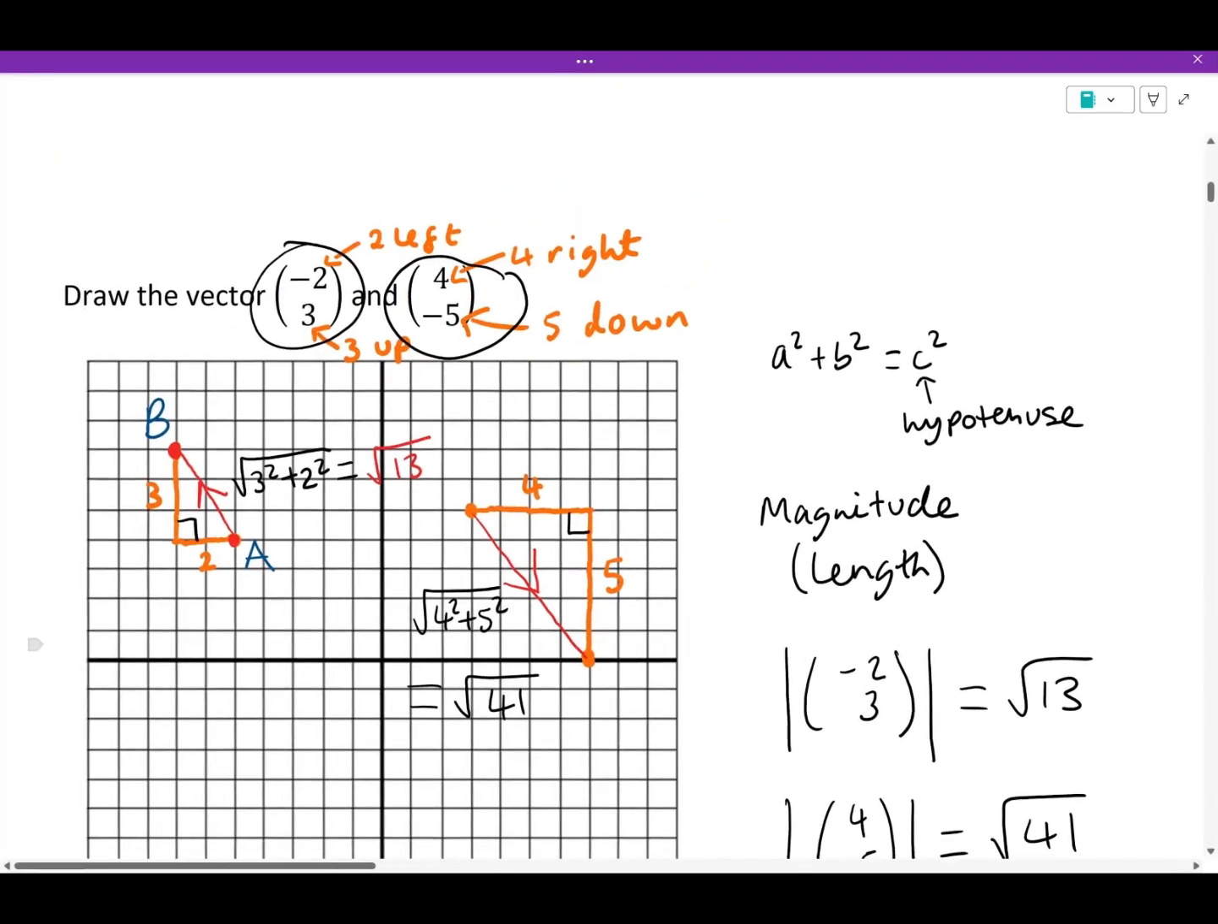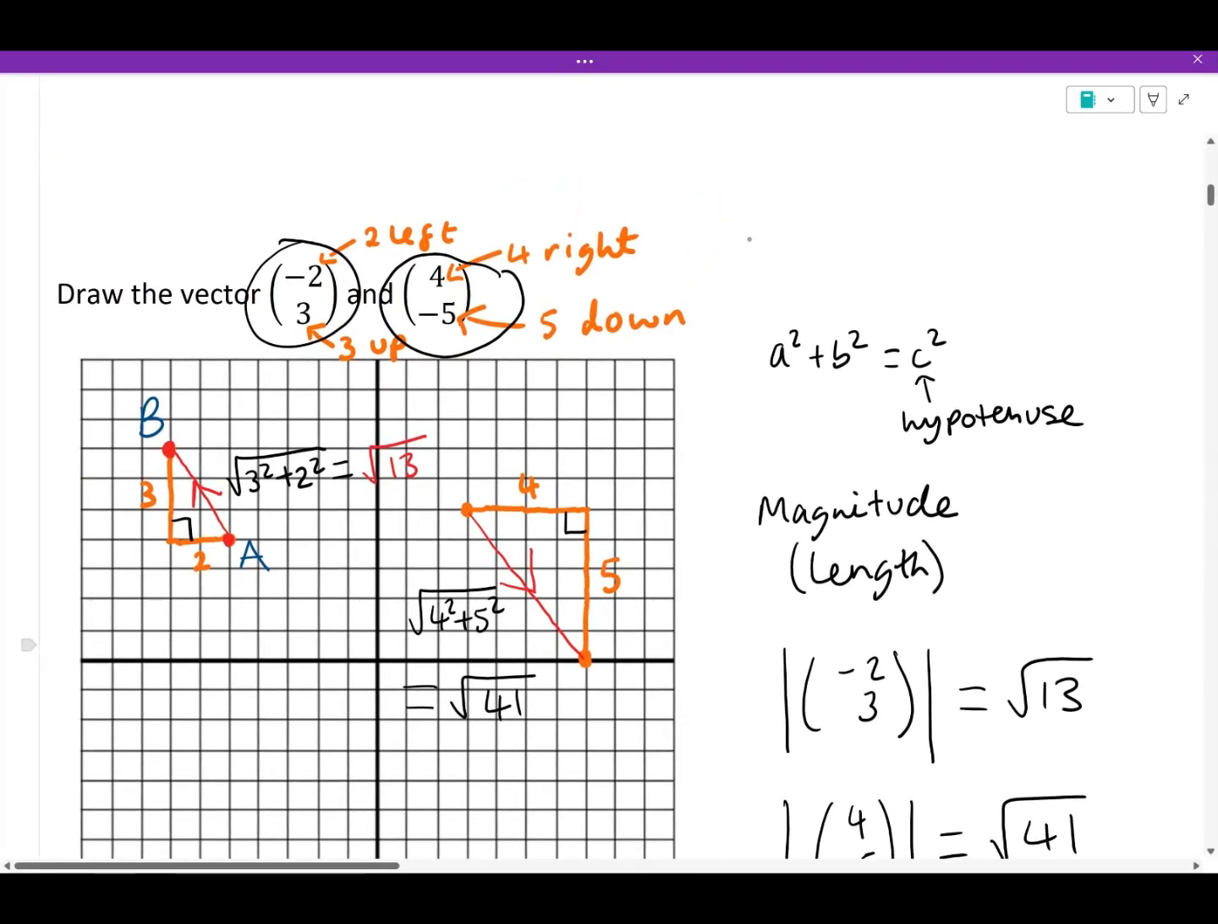What I could write, which I'll write at the top here, I could write A, because that's where we started with, then B, and then do an arrow like this to indicate we are going from A to B. Again, A to B would be equal to my vector negative 2, 3, like that. So let's do it on the other vector.